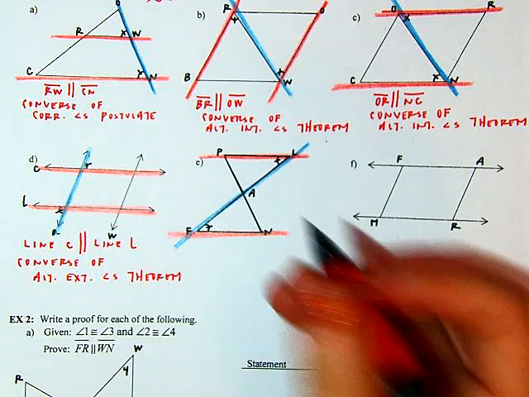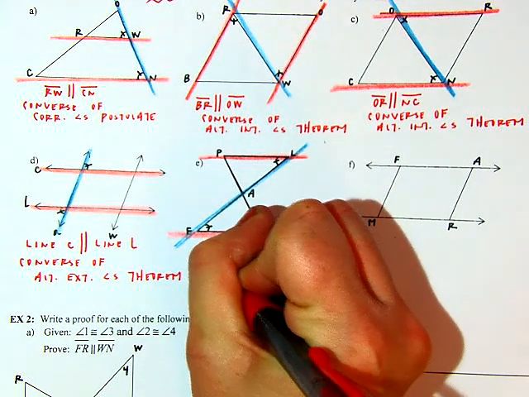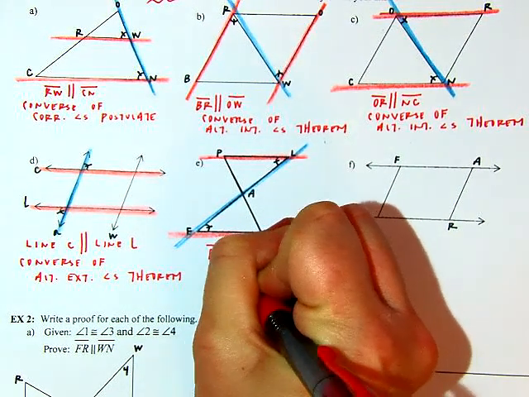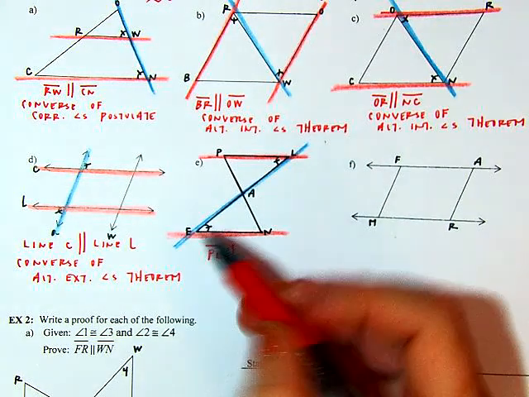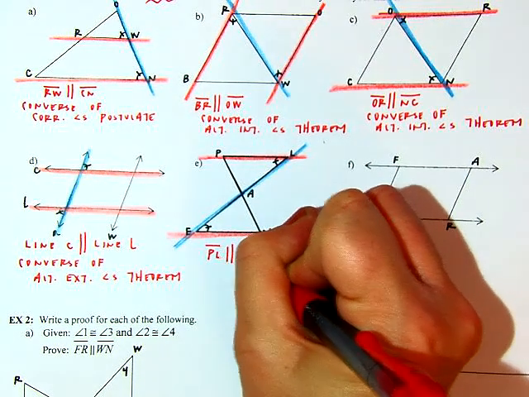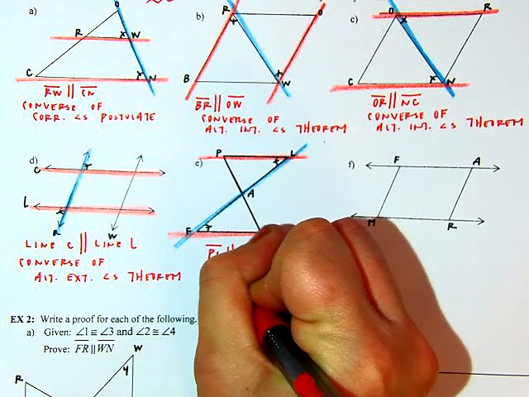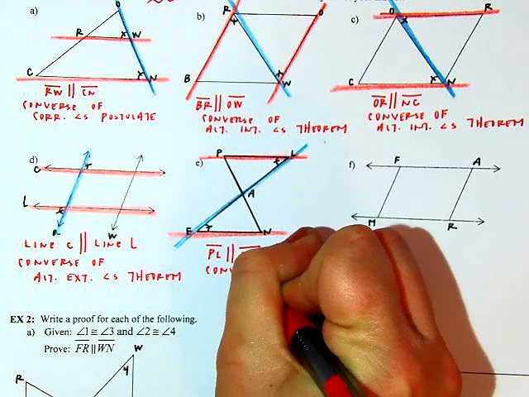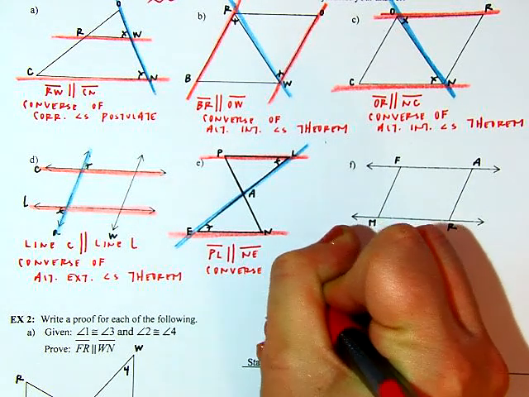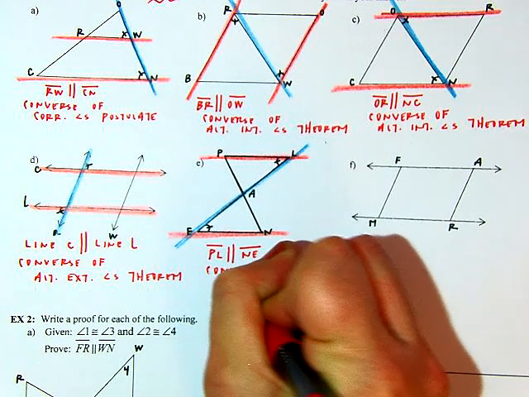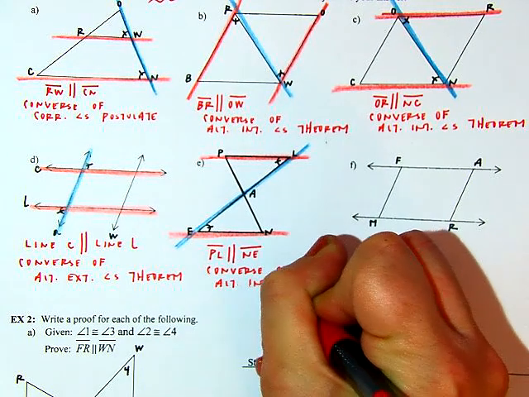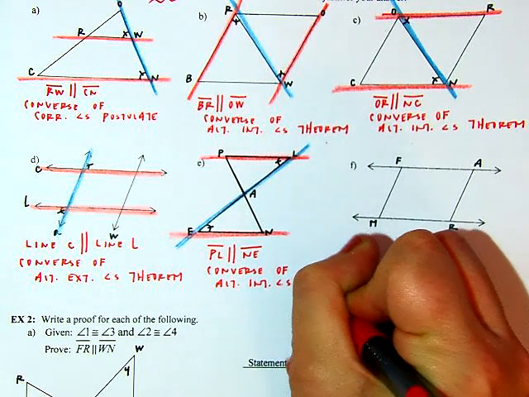So here I can say that PL runs parallel to NE. And our reason would be the converse of the alternate interior angles theorem.